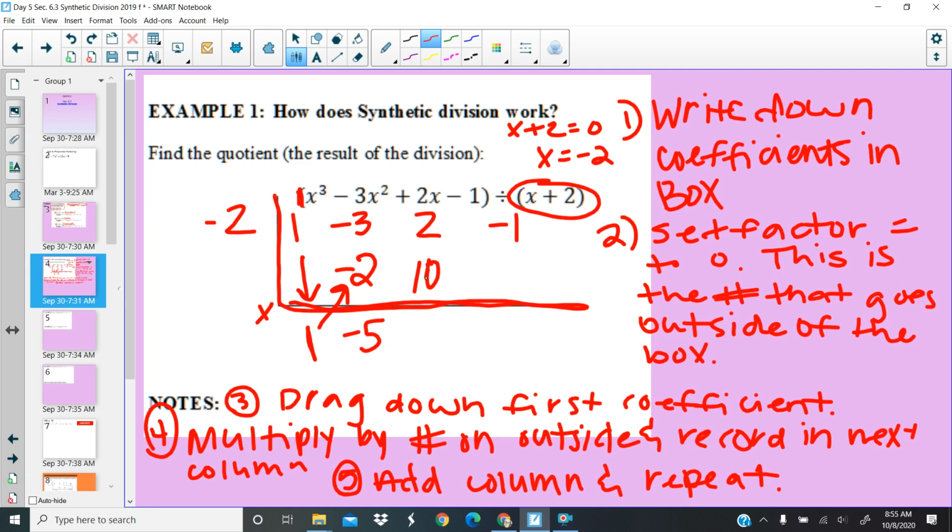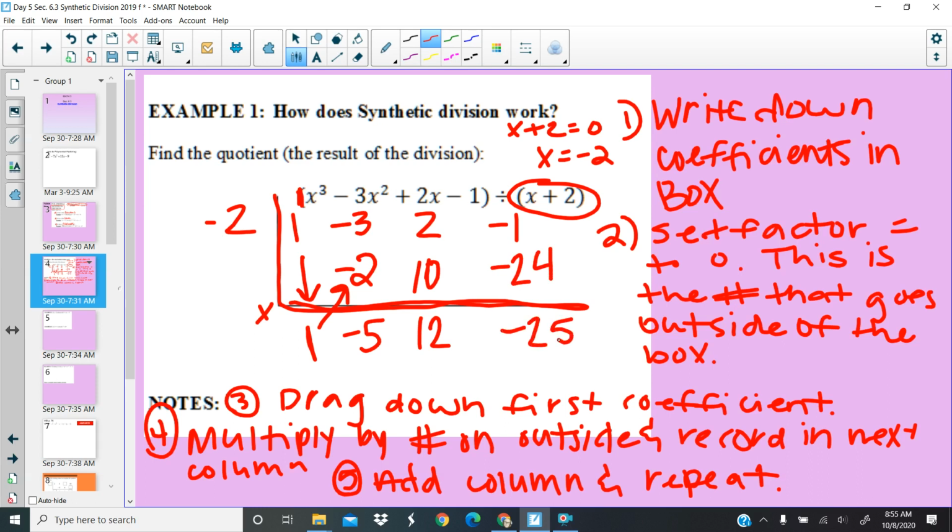And then I'm going to add this column. So 2 plus 10 is 12. Now I need to multiply that 12 by the number on the outside. So 12 times -2 is -24. And then I'm down to my last column and I'm going to add these two numbers and get -25.